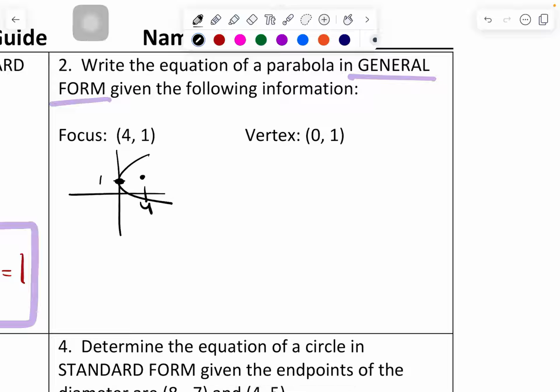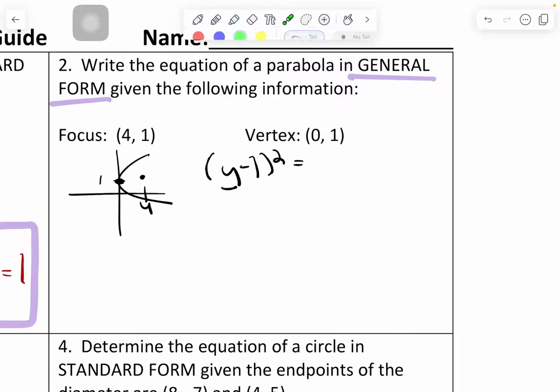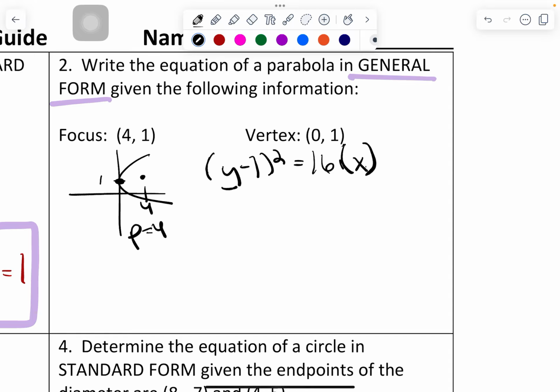So skeleton-wise, we're going to be dealing with y minus 1 squared is equal to, all right, how far is the vertex from the focus? That is going to be a p-value of 4. So 4p is going to be 16, 16 times x, because there's the plus 1 there, won't matter for the vertex. And because this is the standard form, if you were good with standard form, that's it. But because I want general form, we're going to multiply this out.